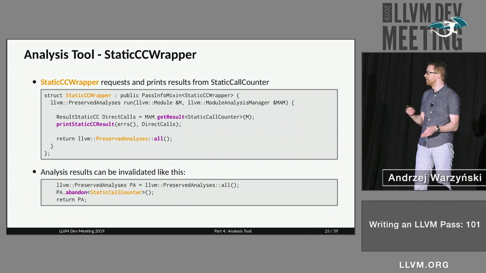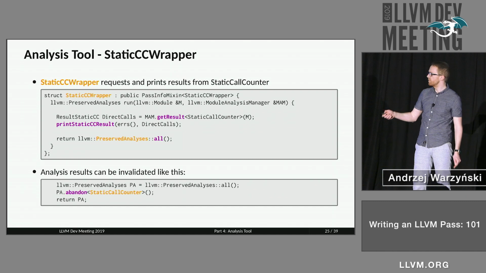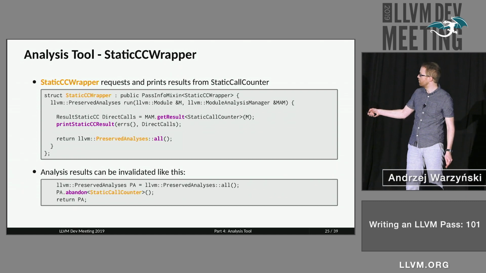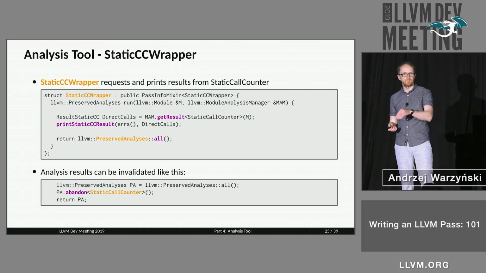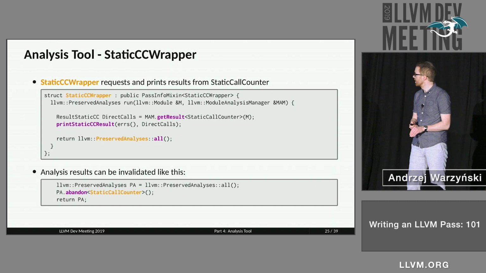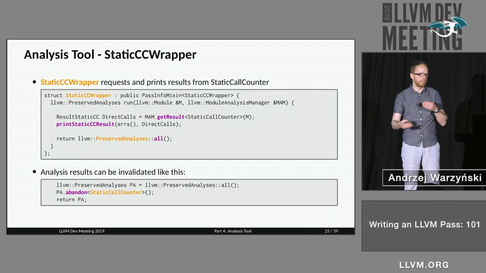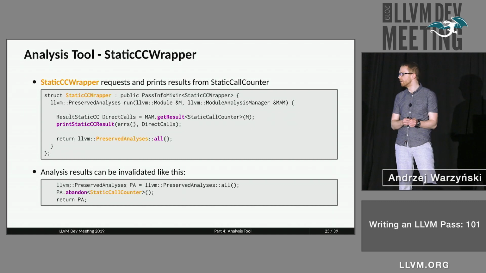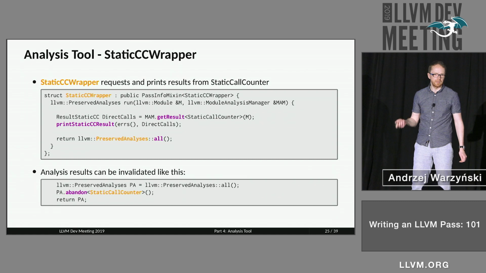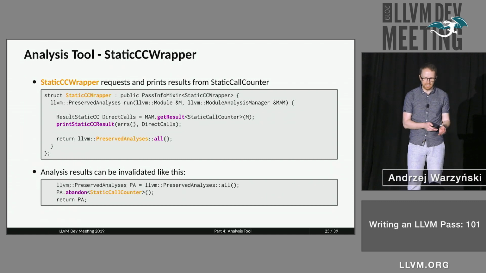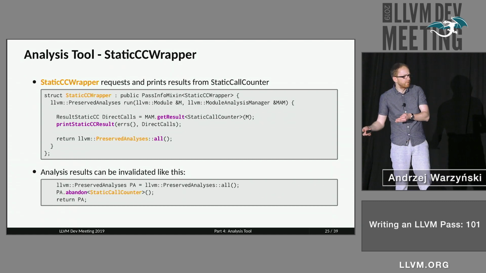So I am adding a name when defining the function. And I'm requesting the result by just calling getResult on the module analysis manager. And as a template parameter, I'm passing the analysis pass from which I want to get my results. Print StaticCc result is just a function that prints the results. Nothing too special about it. Again, I'm preserving all results because I'm not changing anything. I'm not making any modifications. It is a transformation pass, but I'm not really transforming anything.